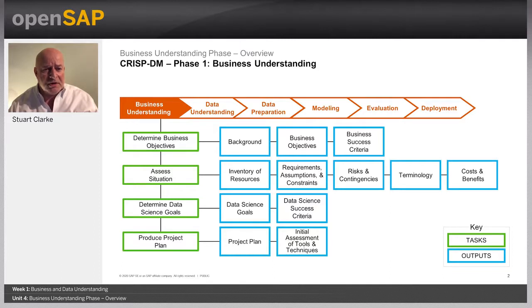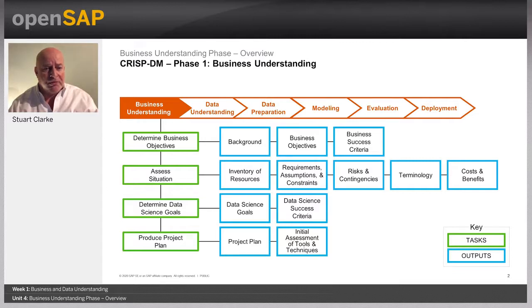Task 2 is to assess the situation. We make more detailed fact-finding about all the resources, the constraints, and the assumptions, and any other factors that we need to consider. And we need to flesh out these details. Task 3 is to determine the data science goals. We defined the business goals in Task 1, and basically these state the objectives from a business perspective in business terminology. Here, we need to define a data science goal that clearly states the project objectives in technical terms.